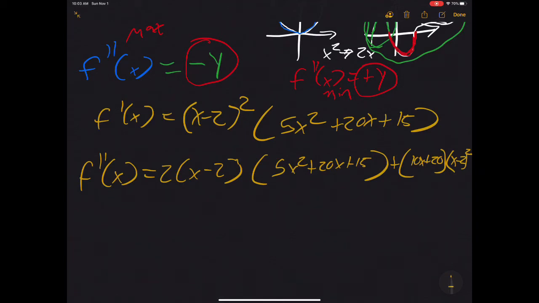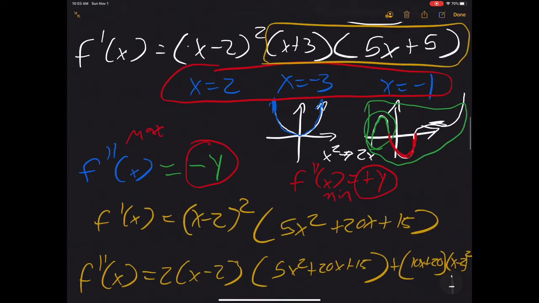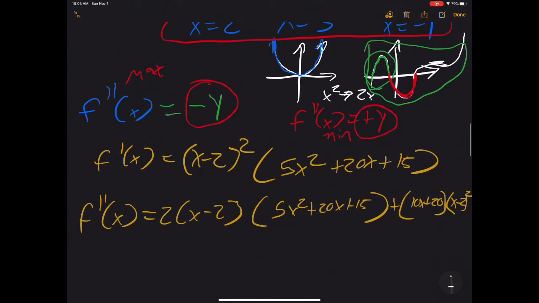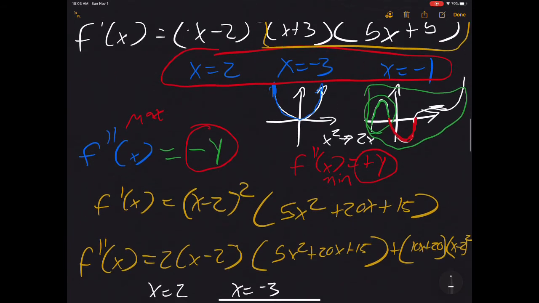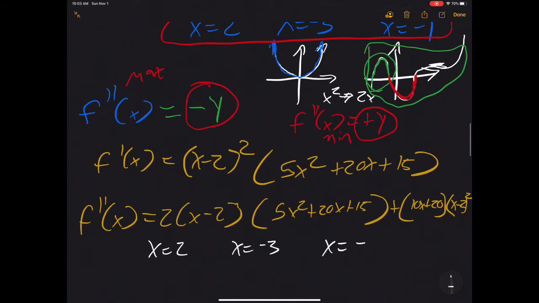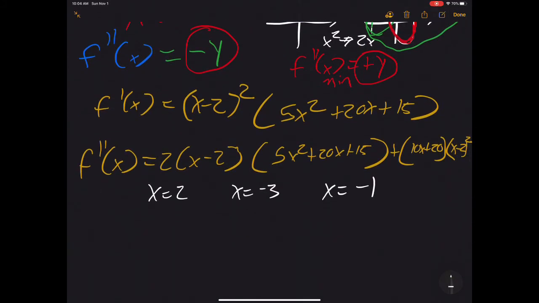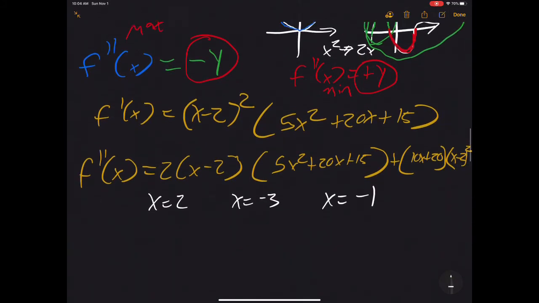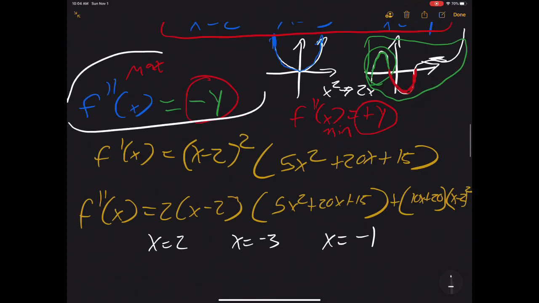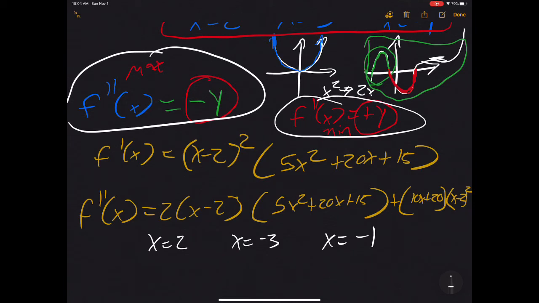And now we just have to plug in our points. To remind you, our points were x equals 2, x equals negative 3, and x equals negative 1. If we plug in these 3 points and get a negative value, we know we have a local max. If we get a positive value, we know we have a local min.